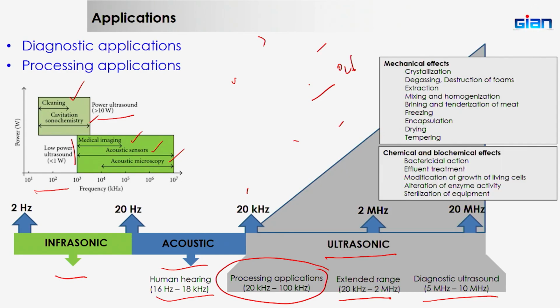Now, when ultrasound operates, you get both mechanical effects and chemical effects. Mechanical effects can be used for crystallization, degassing. In almost every chemistry lab you will see ultrasound, and people who are working in analytical chemistry use ultrasound for removing gas, degassing, because with cavitating bubbles gases are removed. So, that is degassing or foam destruction. You will see one or two examples here. Extraction we already discussed, mixing, homogenization, brining and tenderization, freezing, encapsulation, drying, tempering.